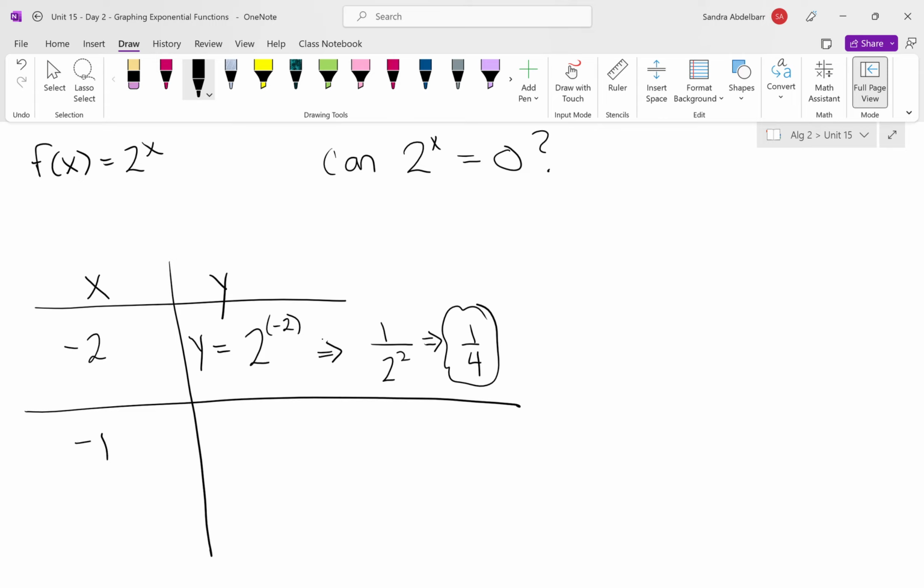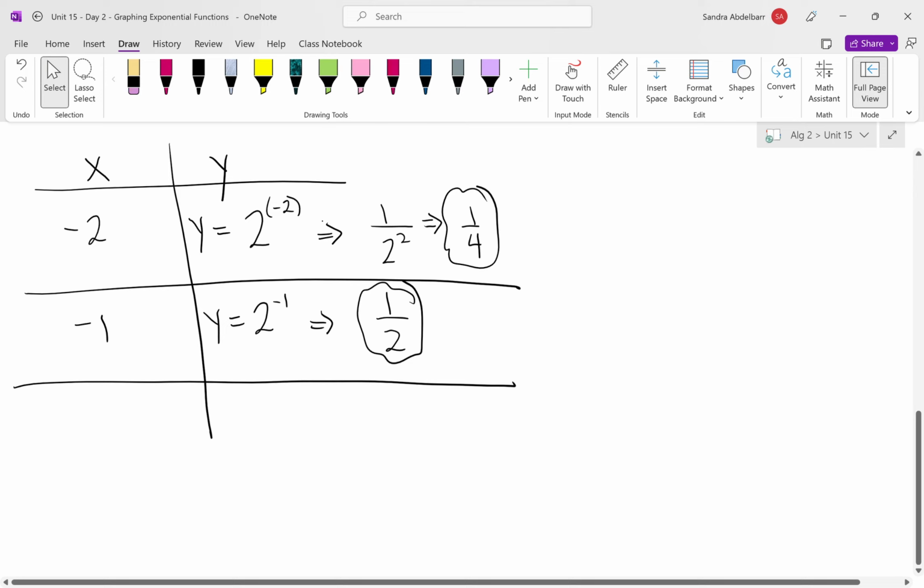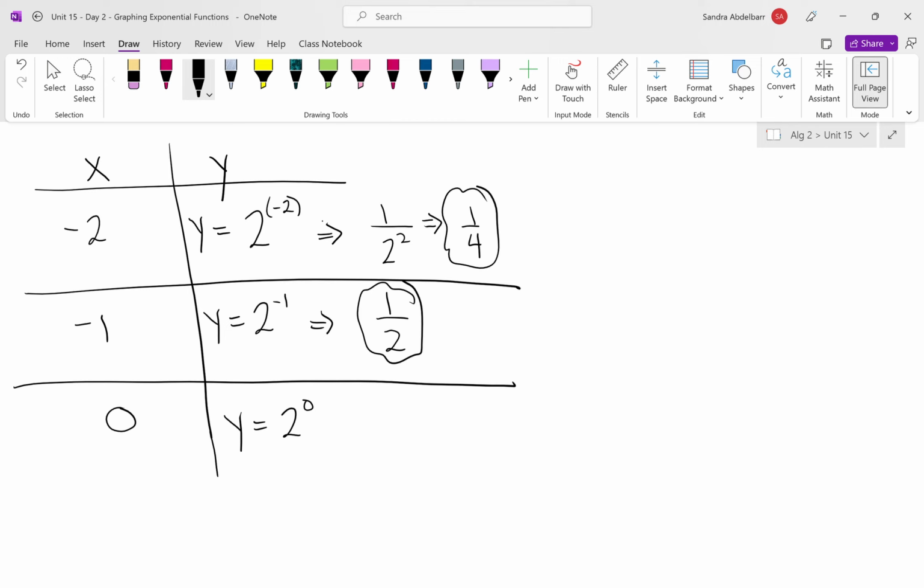All right, then let's substitute in -1. So now we're going to have y is equal to 2 to the -1st power, which is 1 over 2. Then let's have 0. Y will equal 2 to the 0 power. Well, anything to the 0 power is always 1.